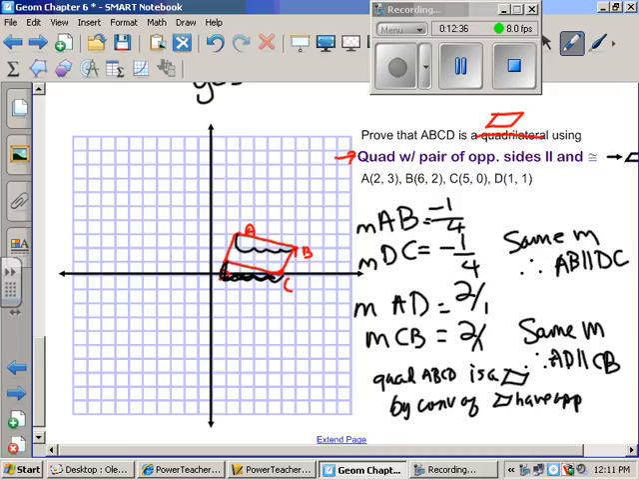Or this is the written out converse. And you can do either one. Okay? And that's what we're going to do today. Prove with regular proof, prove with coordinate proof, and identify just the characteristics.